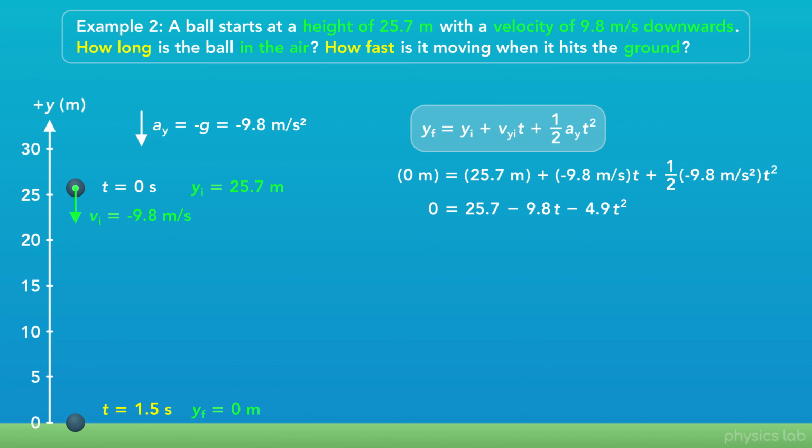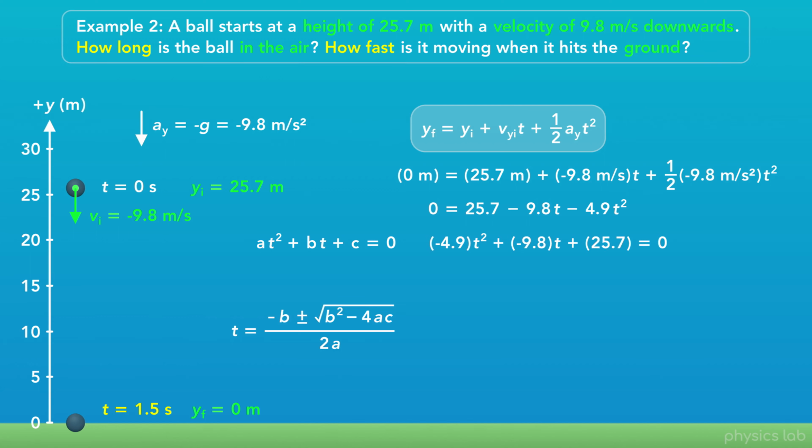If we don't have a calculator that can solve this, we need to use the quadratic formula, which is covered in the basic section. First, we need to rearrange this equation so it's in this form. A, b, and c are the coefficients, and each term is added together. If we rearrange things in our equation, a is negative 4.9, b is negative 9.8, and c is positive 25.7.